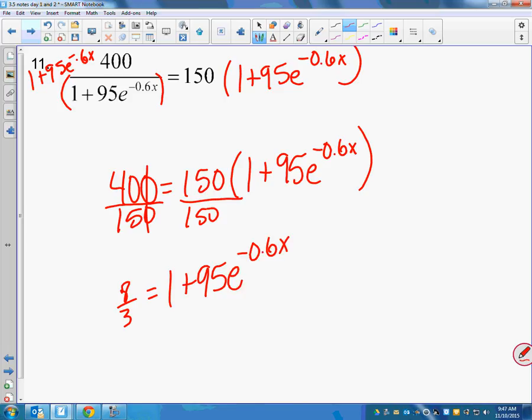I'm just trying to get E by itself, so we're just undoing everything. So what are we going to do? We're going to subtract 1, then what are we going to do? Divide by 95. 8/3 minus 1, 8/3 minus 3/3 is 5/3.